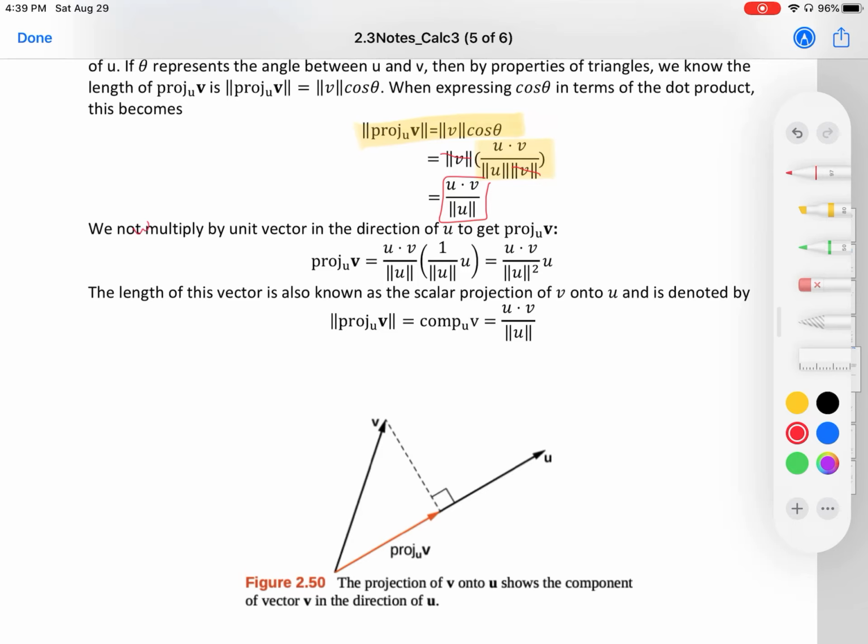We now multiply by the unit vector in the direction of u to get the projection of u and v. So this just develops into another form of writing this same formula. The projection of u and v is the dot product of u and v divided by the magnitude of u squared times the vector u.